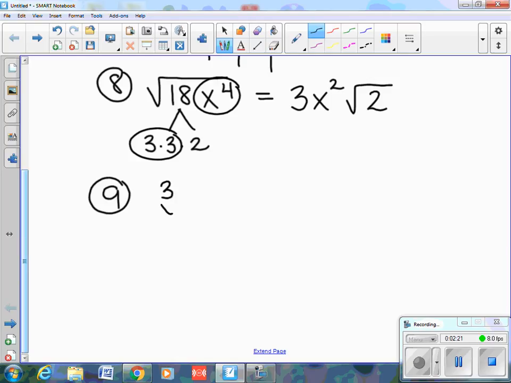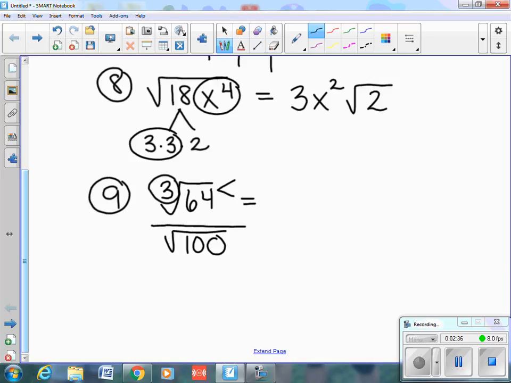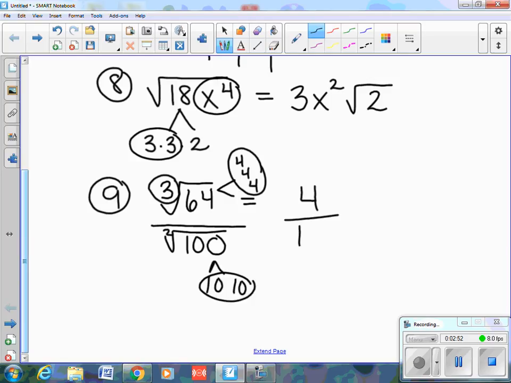The cube root of 64 over the square root of 100. Again, this is a pretty fast problem. Now you're looking for 3 of something, and 64 is made up of a 4 and a 4 and a 4. 3 4's make 64. So I can circle all 3 of them and take 1 out. This is the square root of 100, so you're looking for 2 of the same thing, and there are 2 10s. So I can take 1 of those out, which ends up being 4 over 10.